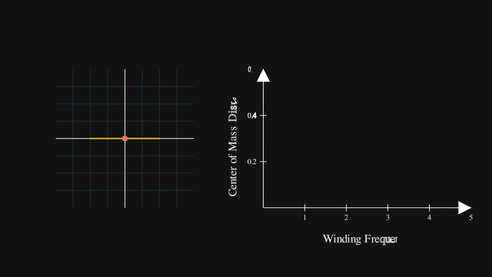To really see the power of this mathematical machinery, let's keep track of that center of mass as we change the winding frequency. We'll move our winding machine over to the left. On the right, let's draw a new graph. On the horizontal axis, we'll track our winding frequency, and on the vertical axis, we'll plot the distance of our center of mass from the origin. Watch closely what happens as we slowly crank up the winding frequency.